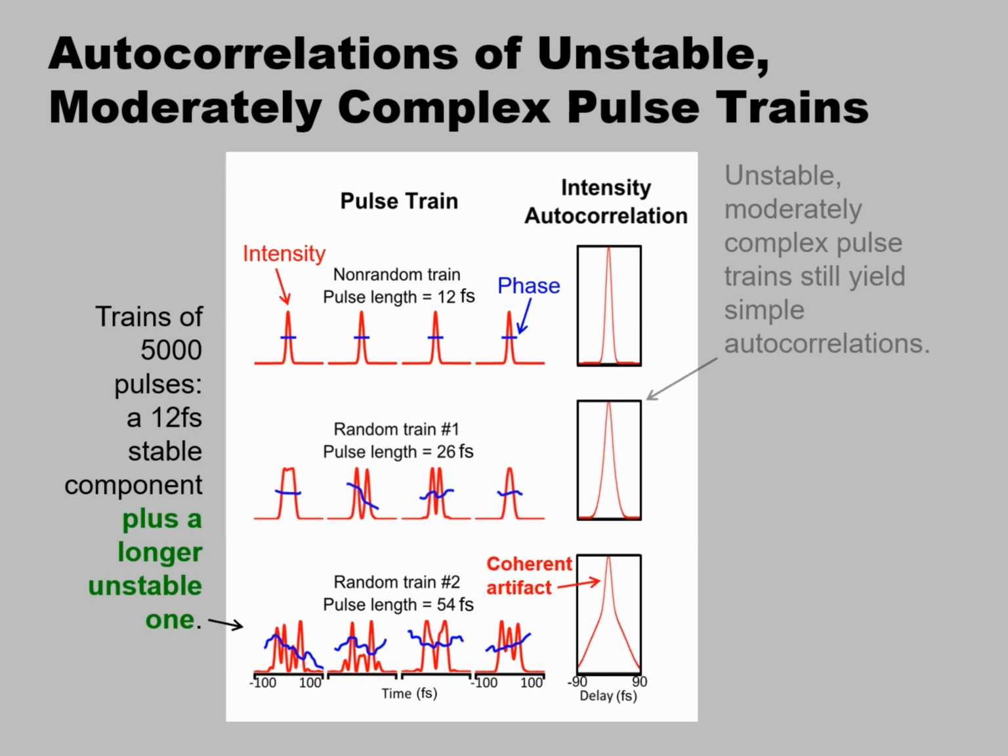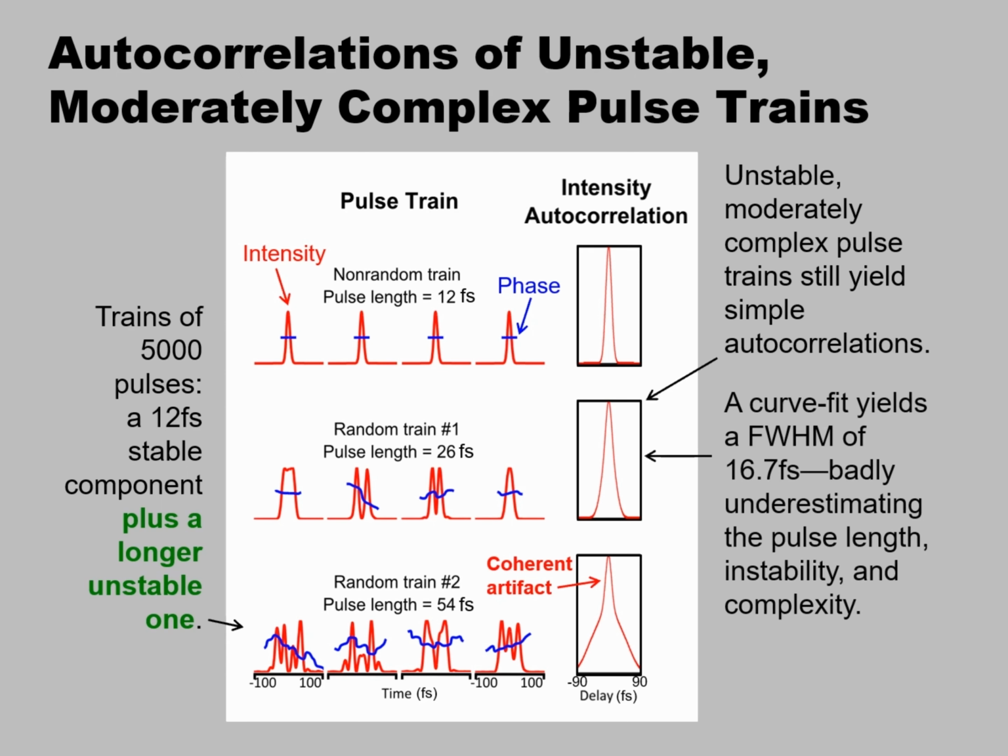But now consider a train of only somewhat complex unstable pulses. Despite the instability, this train yields a fairly simple autocorrelation, easily confused for that of a simple, stable pulse train. A curve fit yields a pulse length of 16.7 femtoseconds, badly underestimating the actual pulse length, the actual instability, and the actual complexity. So it's easy to make this mistake, and people still do.